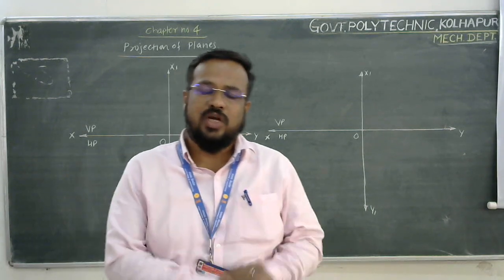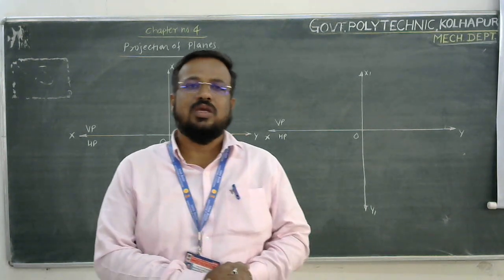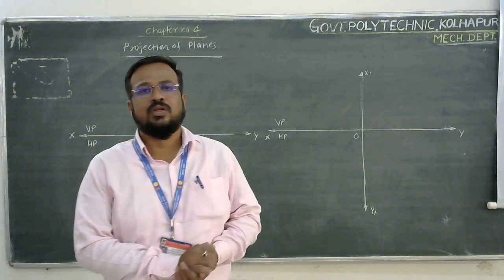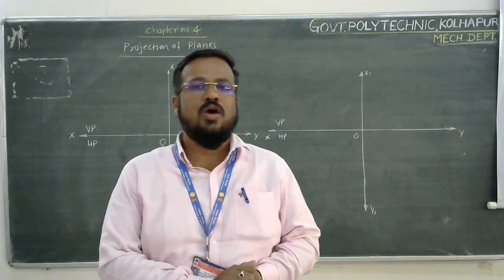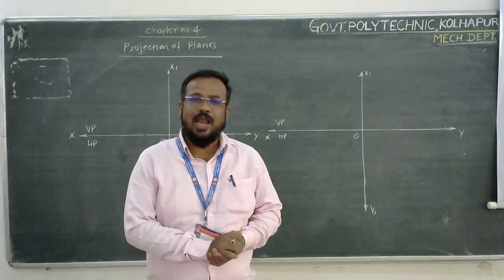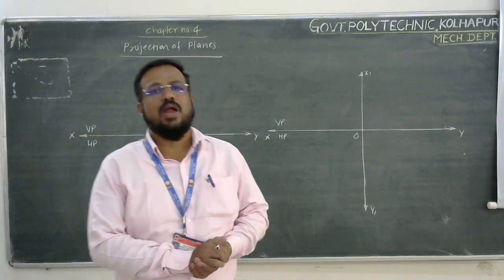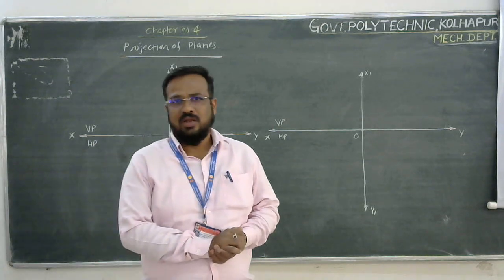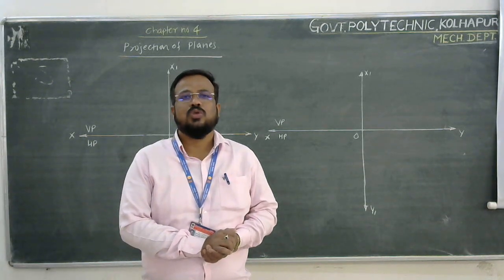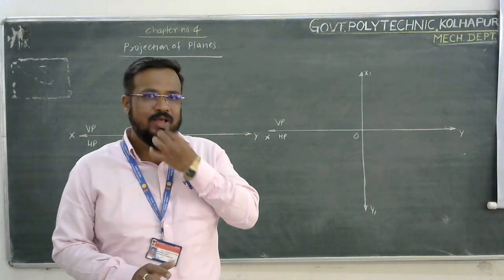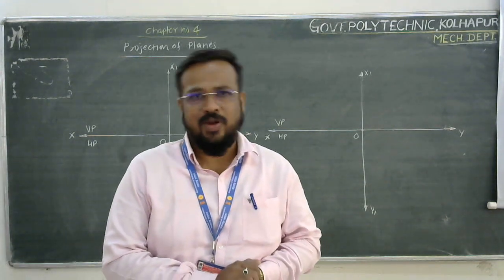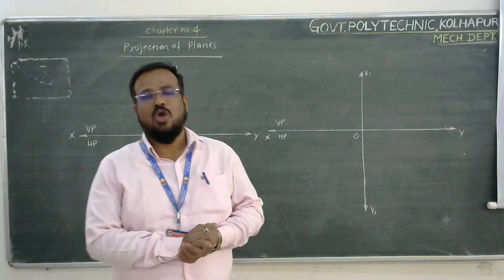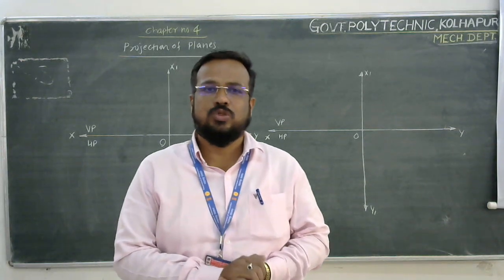Third condition which we have studied, in which the plane was inclined to the horizontal plane and perpendicular to the vertical plane. And the fourth condition which we have studied was the plane inclined to VP and perpendicular to HP. So these are the four conditions which we have studied up till now. So these conditions we have studied with an example of a rectangular plate measuring 60 by 40 size. So the longer side was 60 and the smaller side was 40.